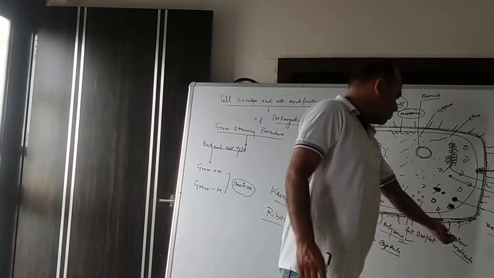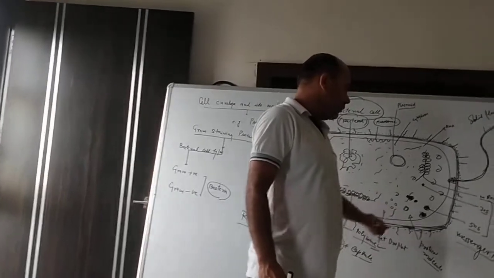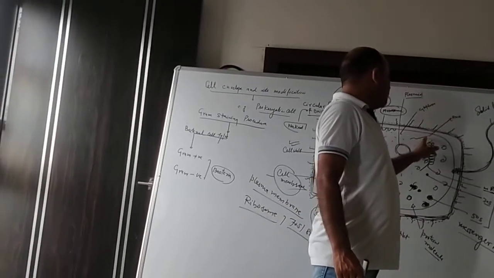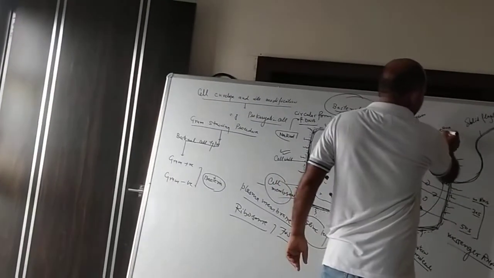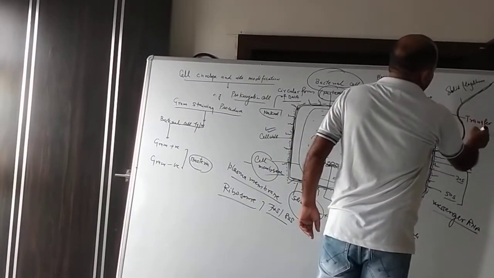Besides this, small molecules of protein are present. Fat droplets are also present, and this is called tRNA, which is transfer RNA.